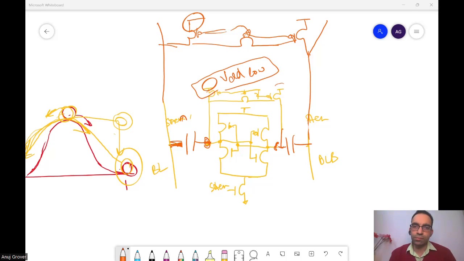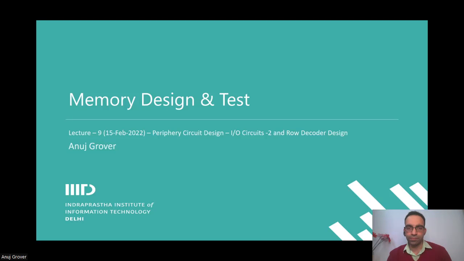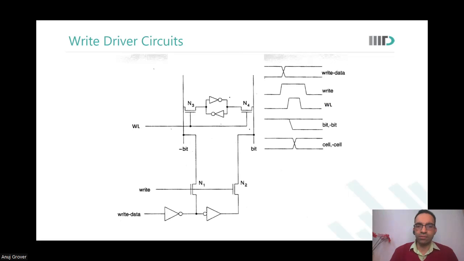So let's come to today's session then. Anything else from last session? Okay. So let's come to today's session, and we will close with write driver. So there was this question as to what does a write driver include? A write driver can be very simple. A write driver can simply have just a pair of NMOSes which connect the output of this driver onto your bit line.